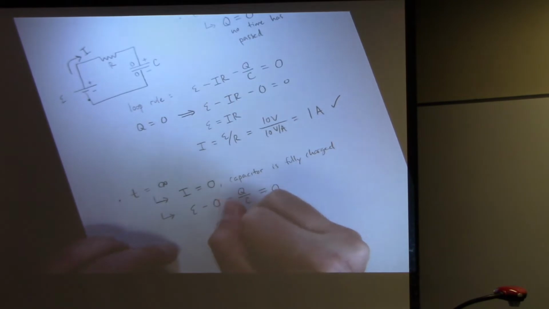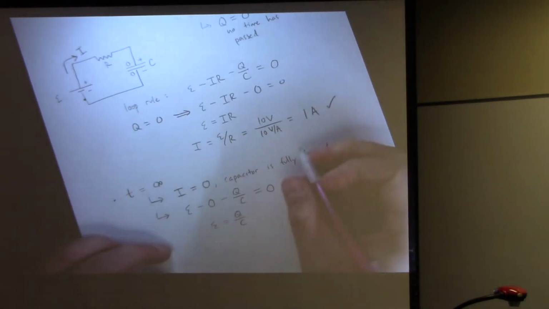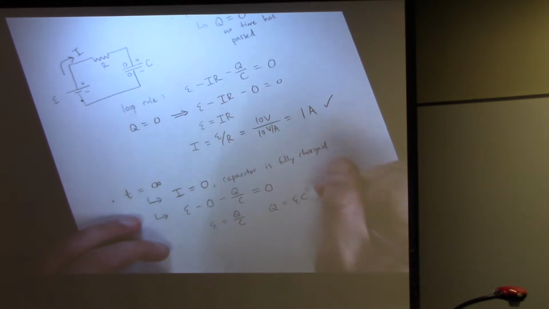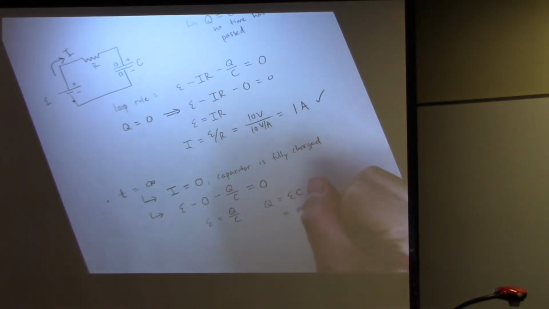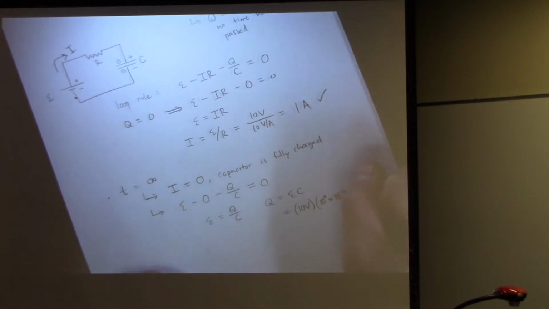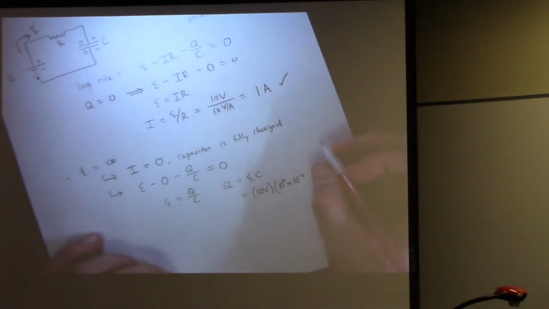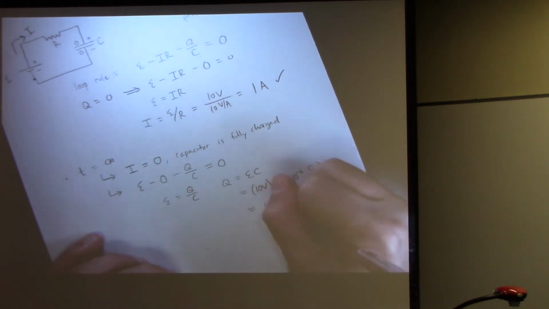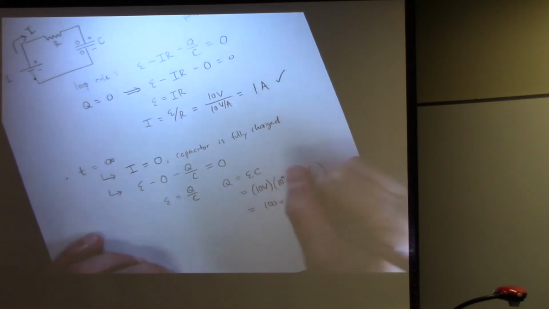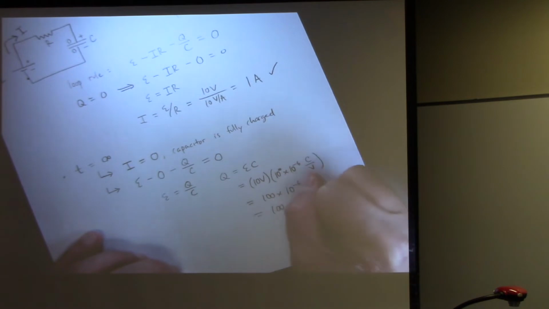All right, so we have epsilon is equal to Q divided by C, or Q is equal to epsilon times C. In this case, for epsilon, what we have is 10 volts, and for C, what we have is 10 times 10 to the minus 6 farads, because we have 10 microfarads, and a farad is a coulomb per volt. So what do we have? We've got 10 times 10, 100 times 10 to the minus 6 coulombs, or we can just say 100 microcoulombs.